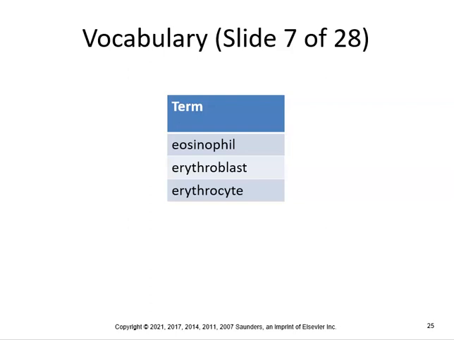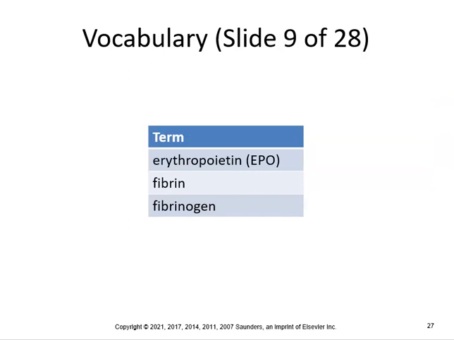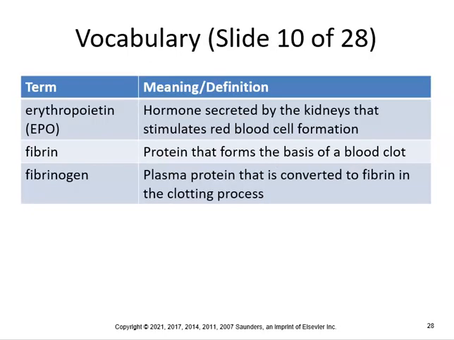Eosinophil, erythroblasts, and erythrocytes. Eosinophil is a white blood cell that contains granules that stain red. Erythroblast, an immature red blood cell. Erythrocyte is a red blood cell. Erythropoietin, EPO, fibrin, and fibrinogen. EPO is a hormone secreted by the kidneys that stimulates red blood cell formation.